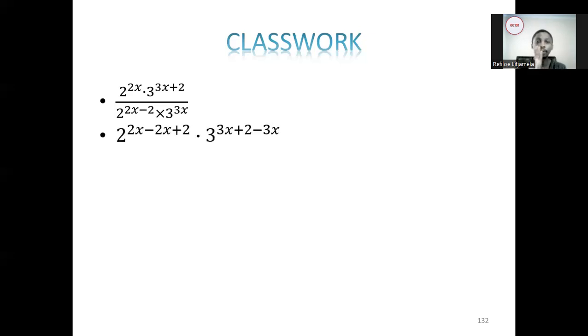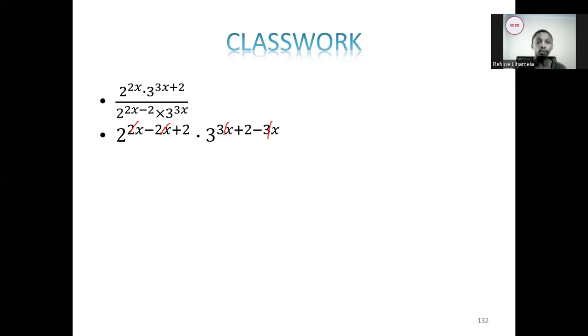And for a base of 3, you'll have 3 to the exponent of 3x plus 2 minus 3. Please note that for the first base, which is 2, 2 minus 2 is 0, which leaves you with 2 squared. For the base of 3, 3x minus 3x is 0, which leaves you with 3 squared.